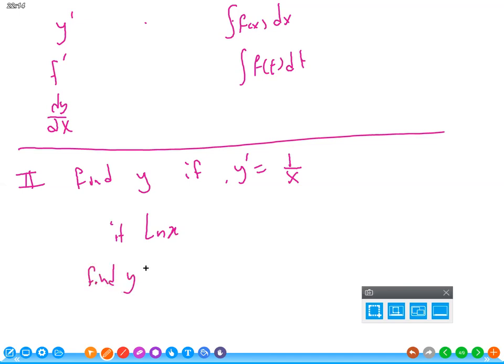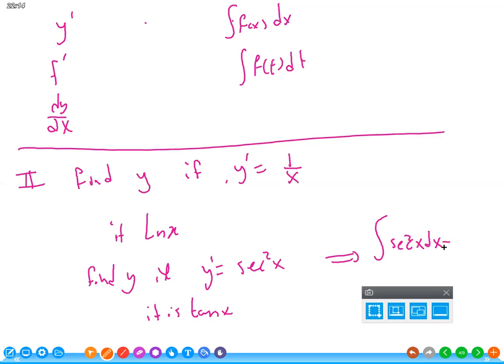Find y if y prime equals secant square. What is the function we make derivative to get secant square? It is tangent x. This implies that the integration of secant square x dx is tangent x plus c. In the indefinite integral, we put plus c.